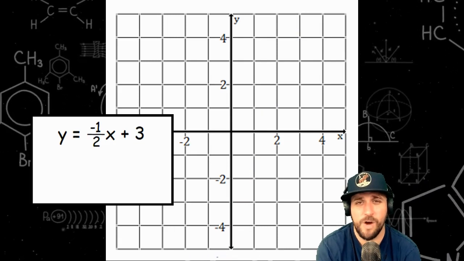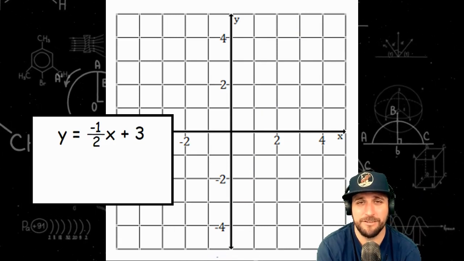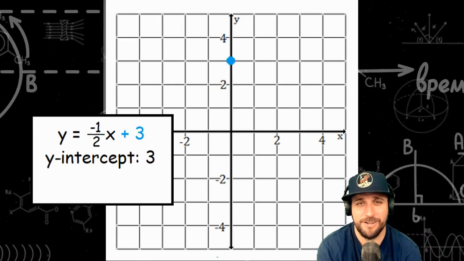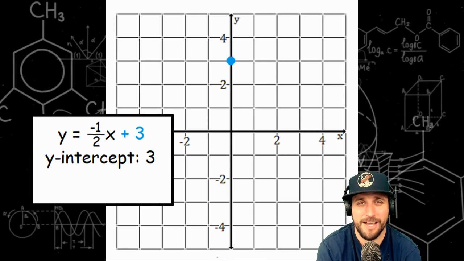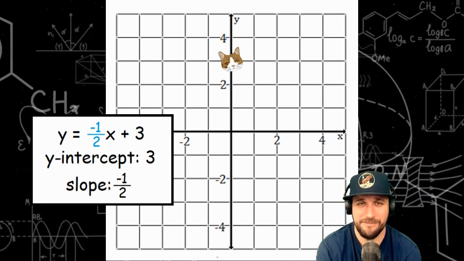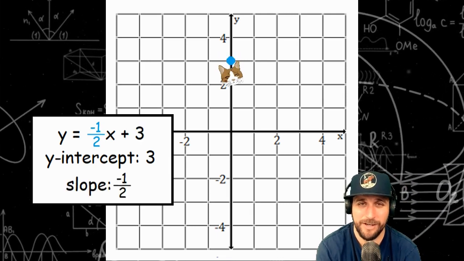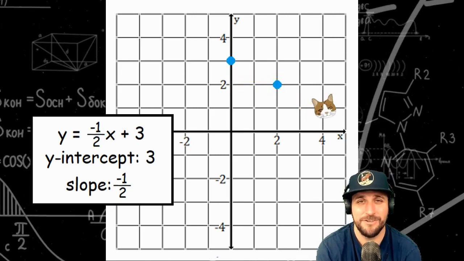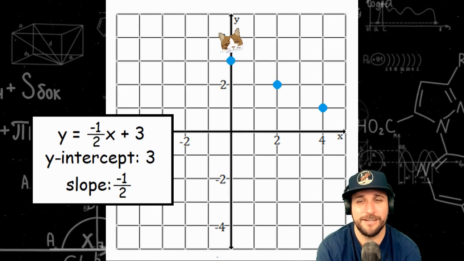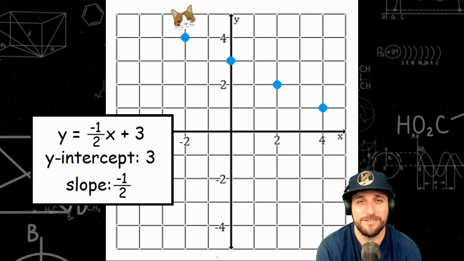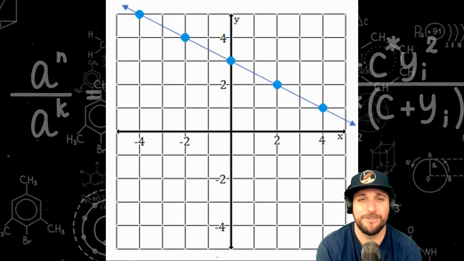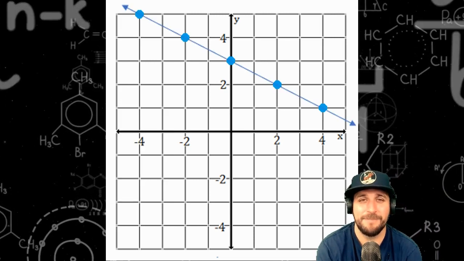The last problem, y equals negative 1/2 x plus 3. 3 is my y-intercept, so that's where I start, at positive 3 on the y-axis. My slope is negative 1/2. That's down 1, forward 2, plot a point, and then do that over and over again until I get all the points on my graph, connect my points with a straight line, arrows on the end, and that's my graph.